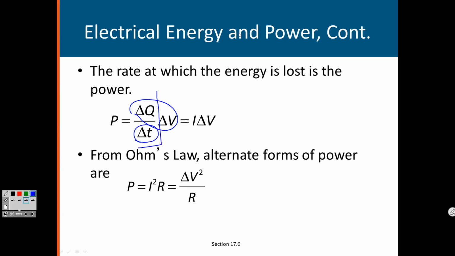So now we can see this is current. So you can see the power is current multiplied by the voltage or the potential difference, delta V. Right. Yes. Delta V.